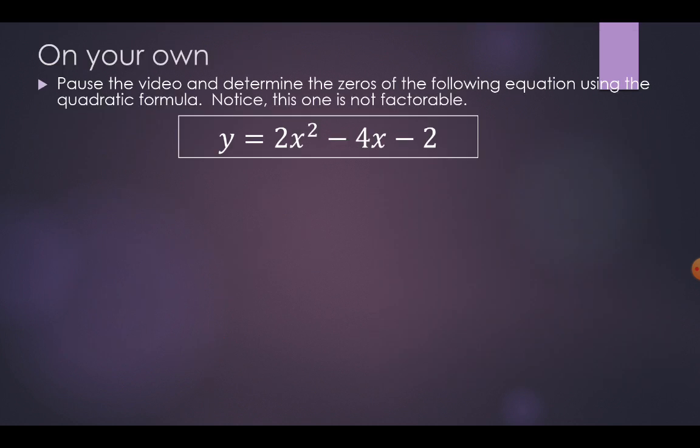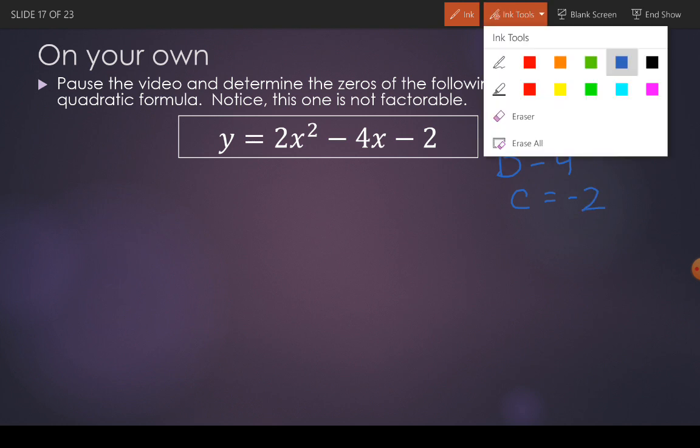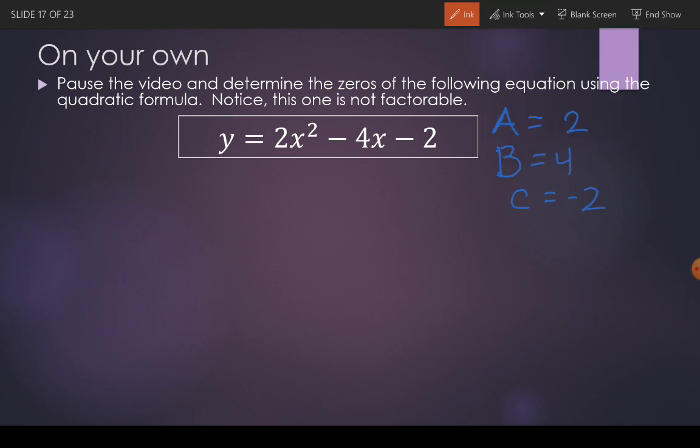Okay, so on your own, I want you to pause the video and find the zeros of the following equation using the quadratic formula. So A is equal to 2. B is negative 4, and C is negative 2. Standard form of this equation is 2x squared minus 4x minus 2 equals 0, and we can plug it into our formula.